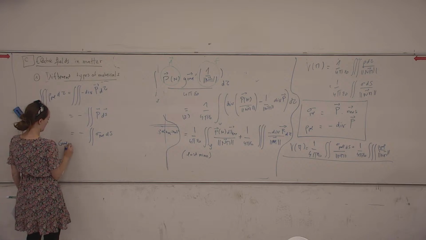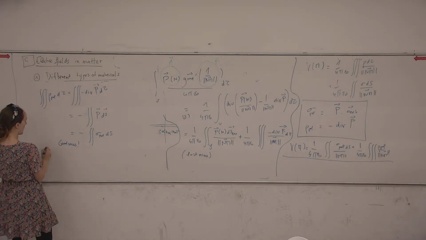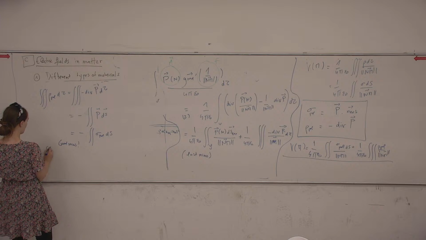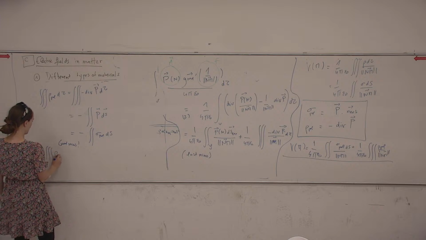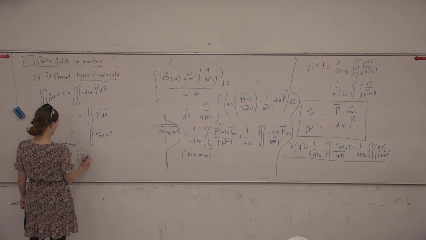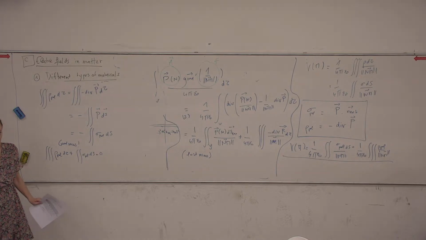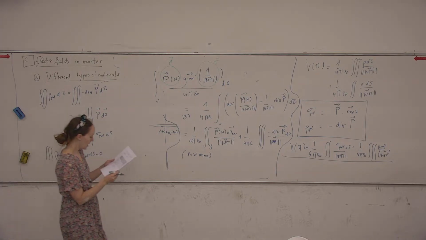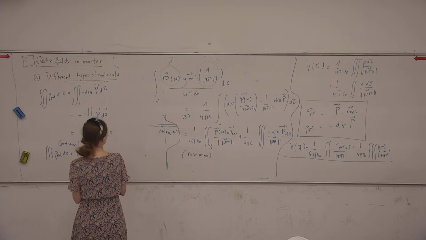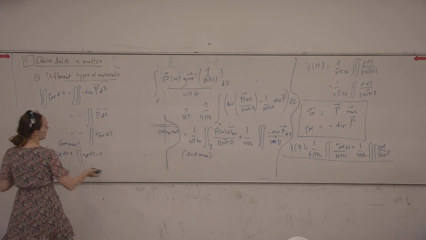Good news. The total charge is 0: the integral of rho_pol d tau plus the integral of sigma_pol dS is equal to 0. Good. So now I'm going to make two smaller remarks which are very important.